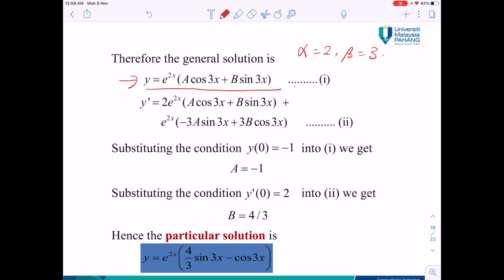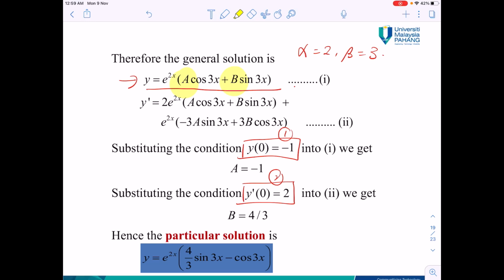Now remember that we have a condition. This is the first condition, and this one is the second condition. If you revise back in the first chapter, we just needed one condition only. Why? Because we just had one unknown constant. But now over here, you have two unknowns, which are a and b. So that's why we need two conditions.